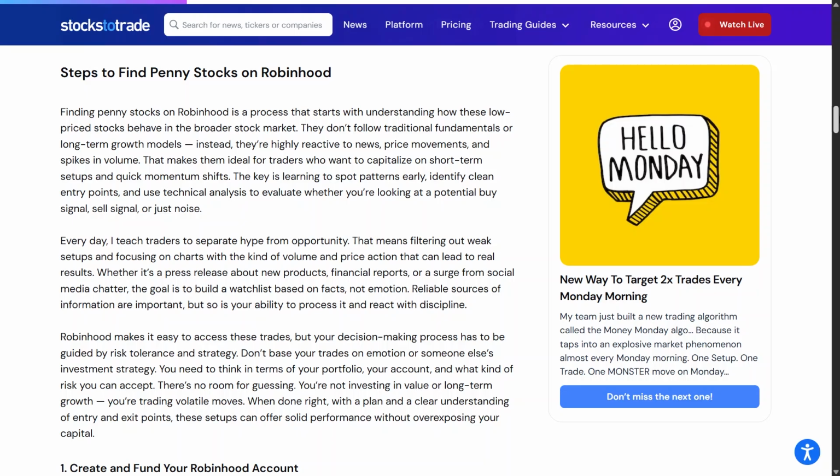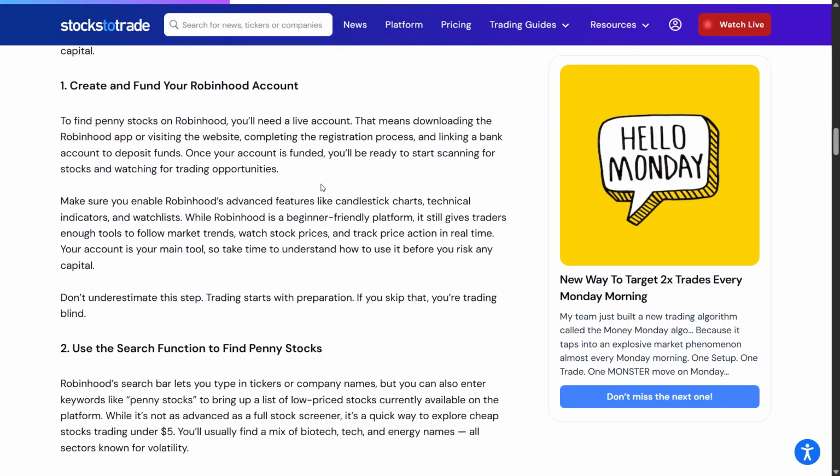Create a watch list by tapping the plus icon. Add several penny stocks so you can compare their price action throughout the day. Continue monitoring your watch list for unusual price movement, increased volume, or important company announcements.